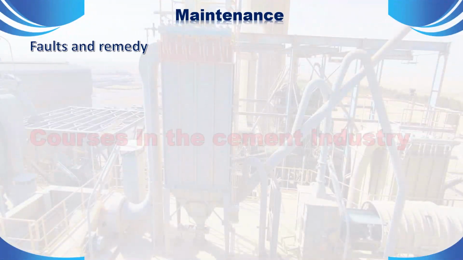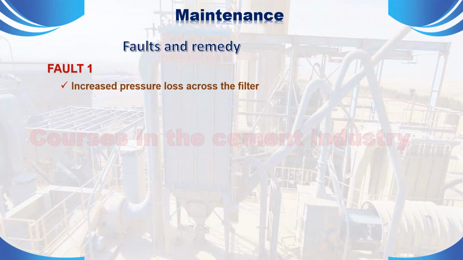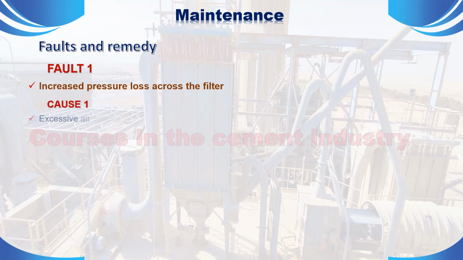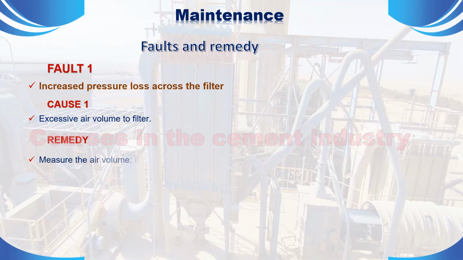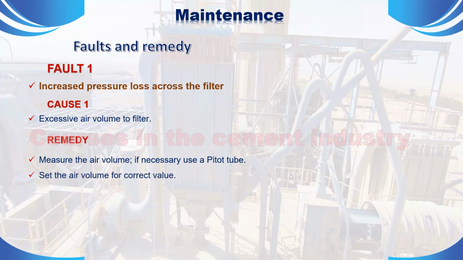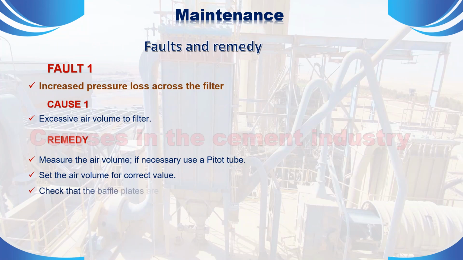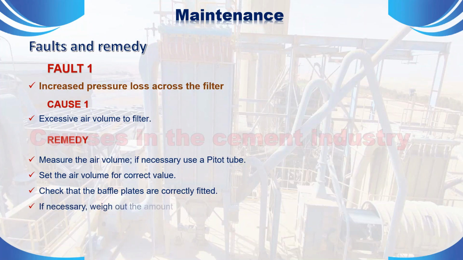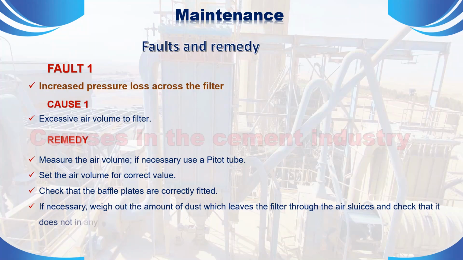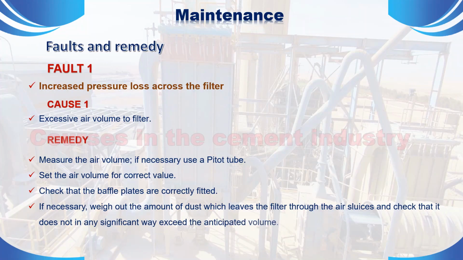Faults and remedy. Fault 1. Increased pressure loss across the filter. Cause 1. Excessive air volume to filter. Remedy. 1. Measure the air volume, if necessary use a pitot tube. 2. Set the air volume to the correct value. 3. Check that the baffle plates are correctly fitted. 4. If necessary, weigh out the amount of dust which leaves the filter through the air sluices, and check that it does not in any significant way exceed the anticipated volume.